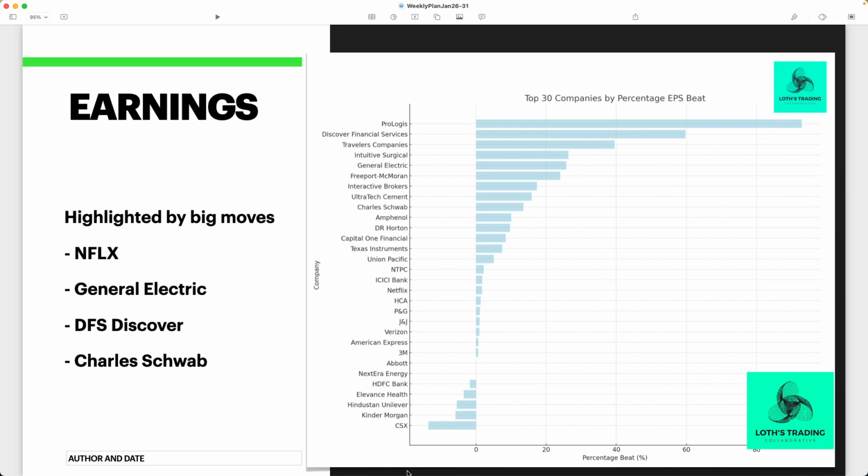So I plotted this chart just to see how big of a beat the reported earnings were relative to the consensus analysts' estimates. A lot of these big companies had a huge beat, which supported the move, or in some way supported revaluation of those prices. And there weren't a lot of surprises to the downside.